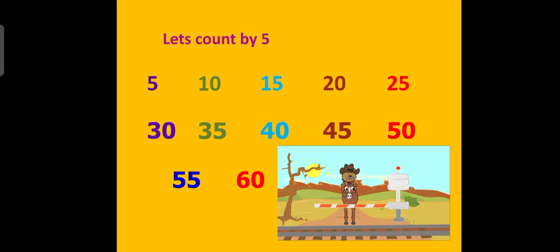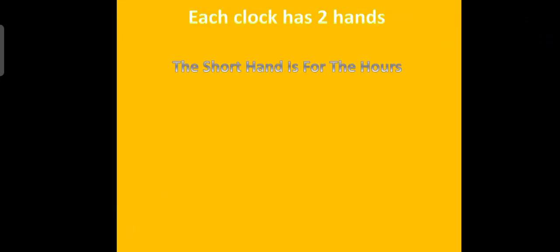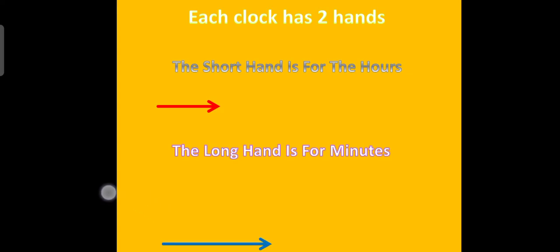After that, let's remember, what does the clock have? The clock has 2 hands. Any clock has 2 hands. The short hand is for hours, and the long hand is for minutes. The short hand represents hours and the long hand represents minutes.